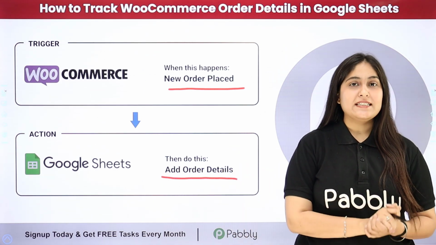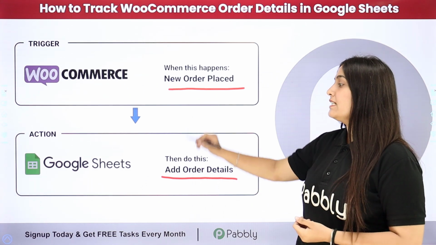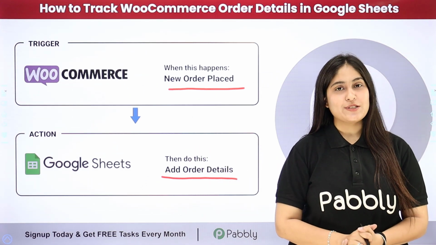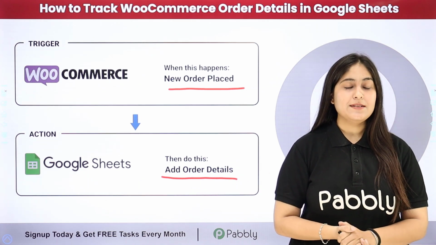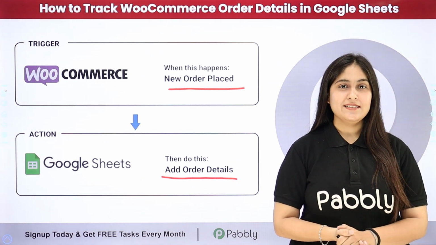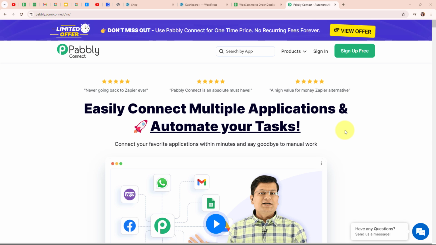So to automate this entire process, I need to connect these applications using an automation software named Pabbly Connect. To learn this process step by step, let me take you to my screen. Welcome to my screen. So in this video, we are going to understand how to track WooCommerce order details in Google Sheets.